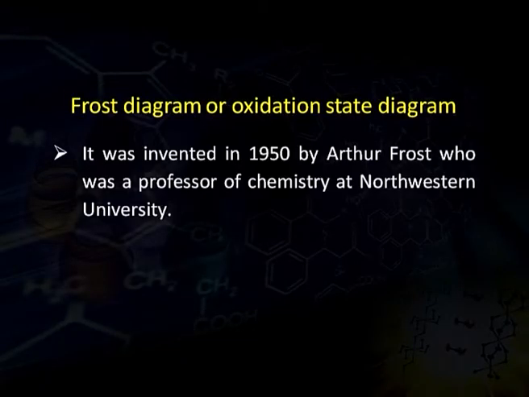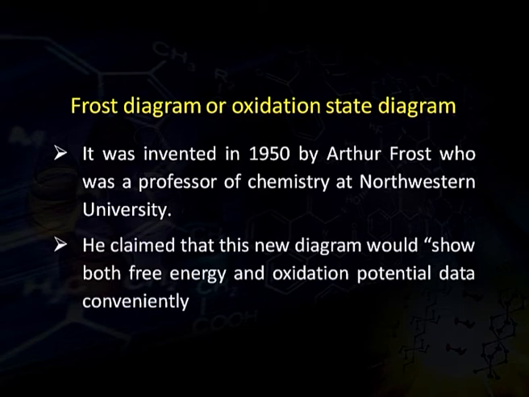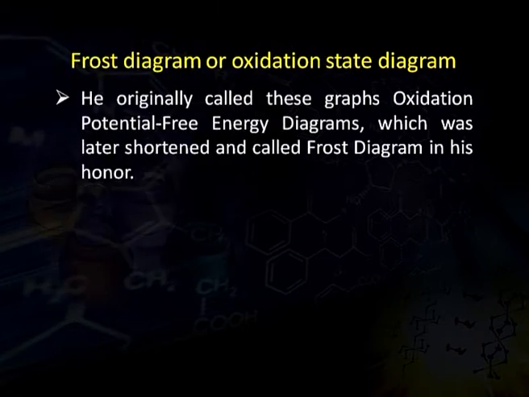The Frost diagram is also known as the oxidation state diagram. It was invented in 1950 by Arthur Frost, who was a professor of chemistry at Northwestern University. He claimed that this new diagram would show both the free energy, the delta G value, and oxidation potential data conveniently. He originally called these graphs oxidation potential free energy diagrams, as they utilize these two quantities, which was later shortened and called the Frost diagram in his honor.